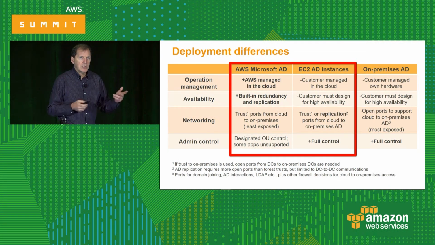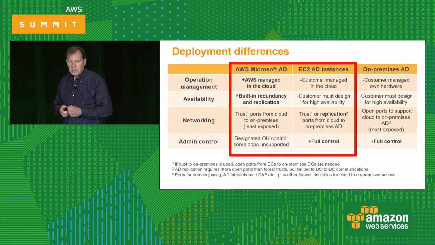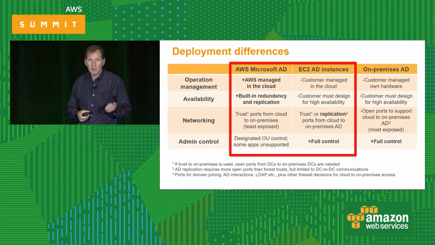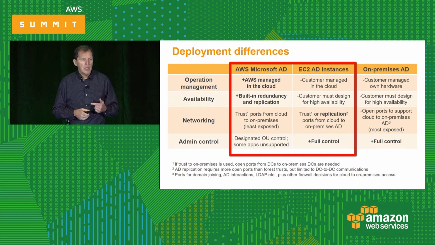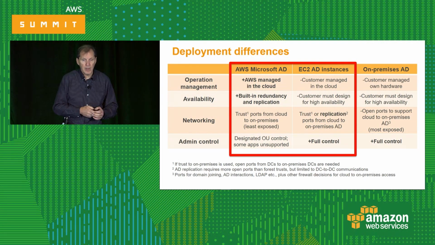There are some constraints around trust models, but that's one benefit from a security standpoint. If you're using AD on an EC2 instance, you get the choice of using a trust or using replication. So you get to choose that. And if you're using your on-premises network, you pretty much have to open everything up. And so that's something where you're going to be the most exposed if you're using that way.